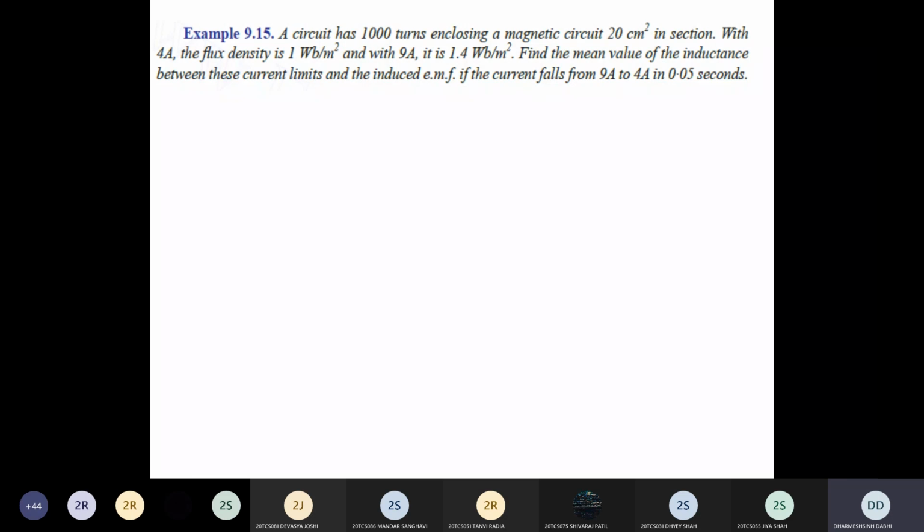So all of you calculate this. You all know the equation of self-inductance. Apply the equation of self-inductance and find it, and then find the self-induced EMF with this rate of change of current.